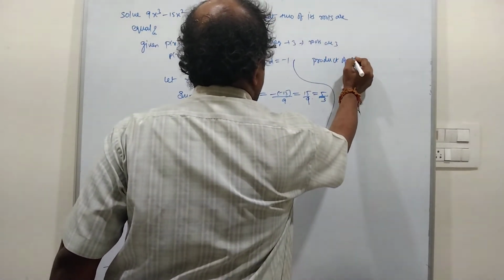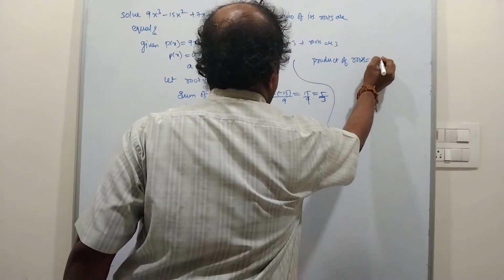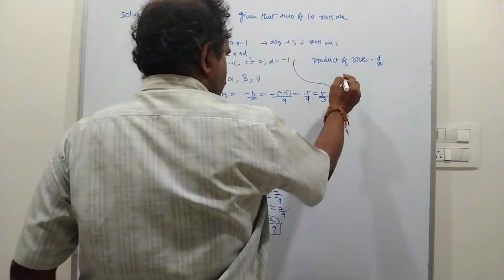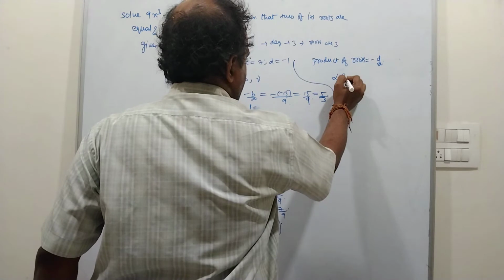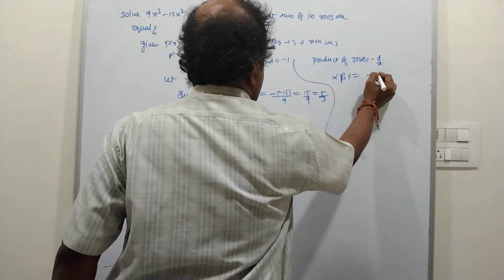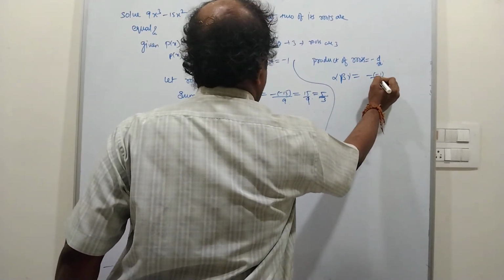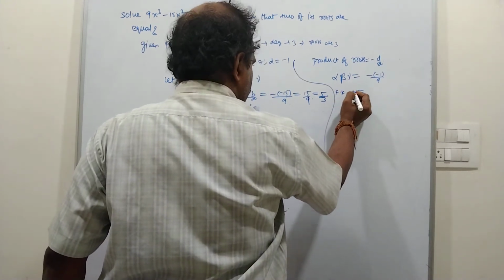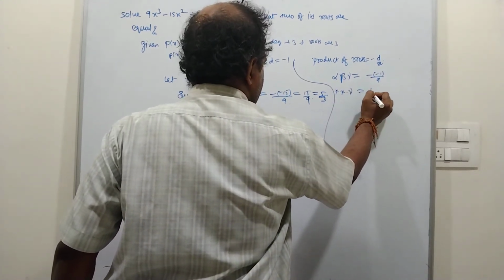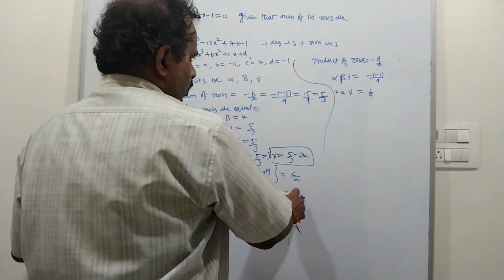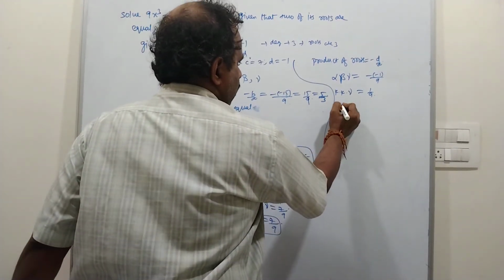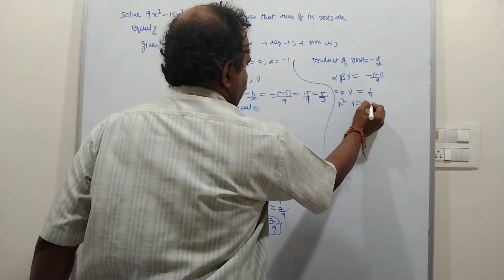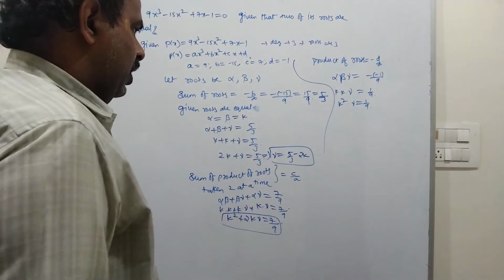Or else we can go for the product of roots. Product of roots is −d/a, so alpha beta gamma = −(−1)/9 = 1/9. So k·k·gamma = 1/9, that is, k²·gamma = 1/9.